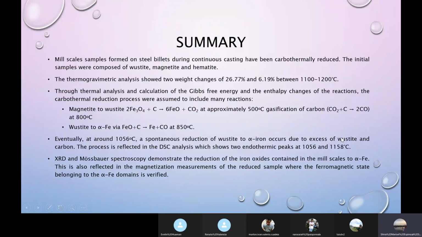due to excess of wustite and carbon. The process is reflected in DSC analysis, which shows two endothermic peaks, 1056 and 1158 Celsius. X-ray and Mossbauer spectroscopy demonstrate the reduction of the iron oxide contained in the millscale to alpha iron. This is also reflected in the magnetization measurement of the reduced sample, where the ferromagnetic state belonging to the alpha iron domain is verified.